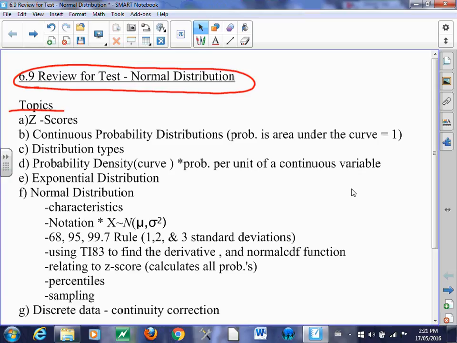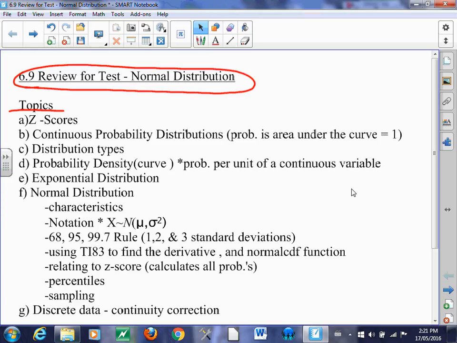Z-scores, make sure you know where to find the formula on your formula sheet. Let's just go over quickly what I'll provide you. I will provide you with the formula sheet. I will provide you with the Z-score sheet. I will provide you with a graphing calculator for your last unit test.